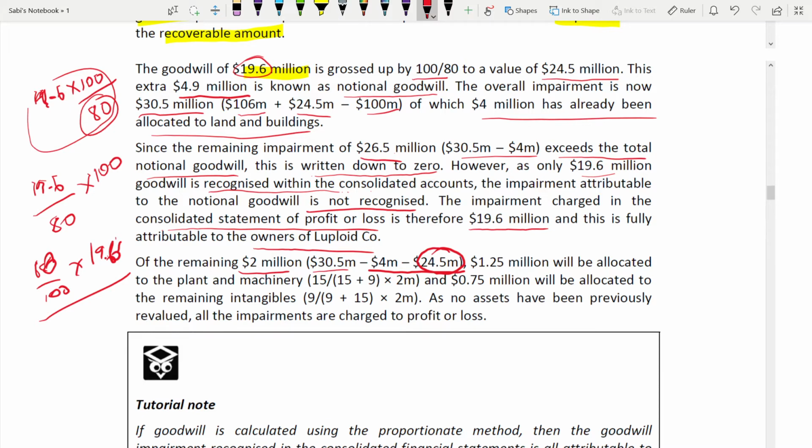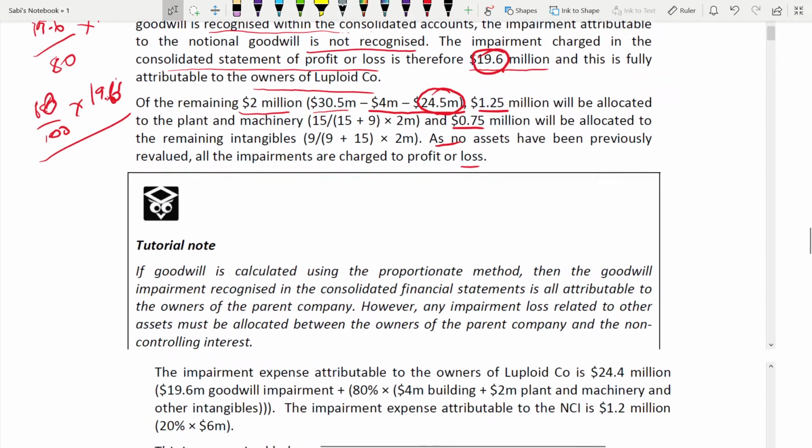You are only taking 19.6 in the consolidated statement of profit or loss. When you are showing the impact on the consolidated accounts, only then are you talking about 19.6. Please understand it. Don't get confused that here we talked about 19.6 we are recognizing, so why are we taking 24.5 million again? Since this is 2 million, same as the fair value, the amount will be the same. Even the workings are the same, so I don't have to repeat it. And again this statement has to be written that because no revaluation is there, all impairments will go to P&L. So now let us read the tutorial note.